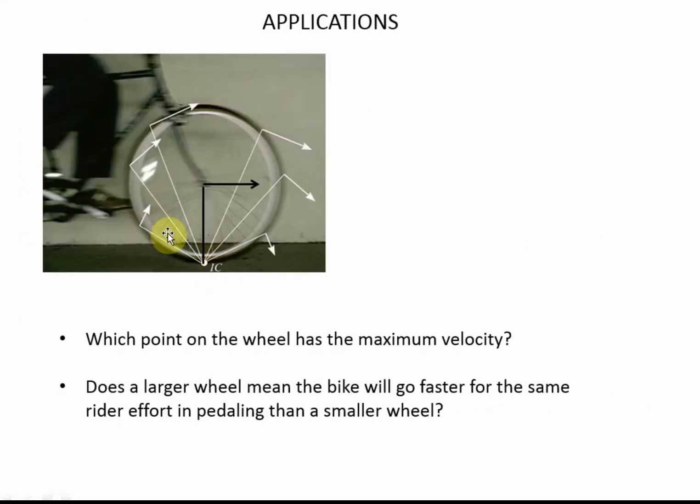How about this wheel? I told you that for a wheel without slipping, the contact point is always your IC. Then if I want to know the velocity of any point here, as long as you know the distance from your point of interest to IC, you can just multiply by omega, and that should be your velocity. So this is omega and this distance is d. If you want to know the velocity of here, you just compute the distance from IC to here and multiply by omega. Then you will get this velocity, and so on.